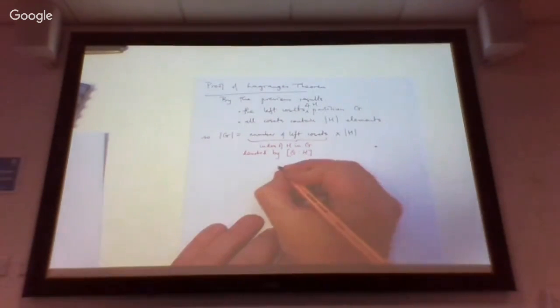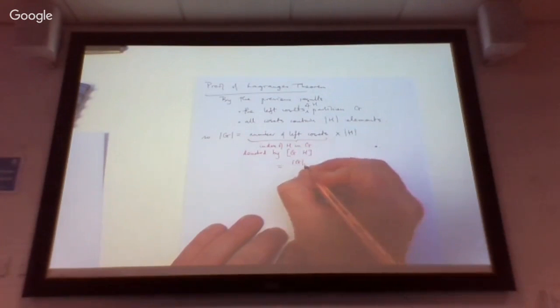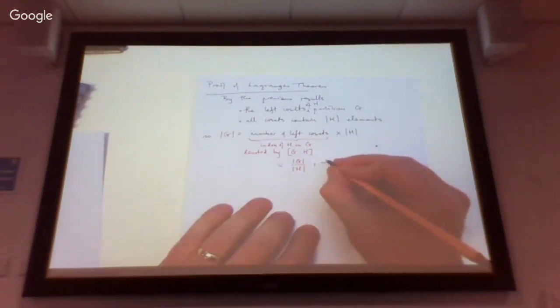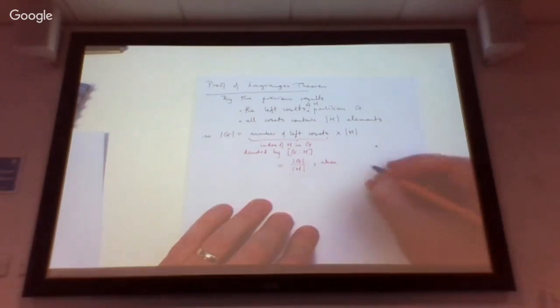And when the group is finite, it's equal as an integer to just dividing the size of G by the size of H. So that formula for it makes sense when the order of G is finite.